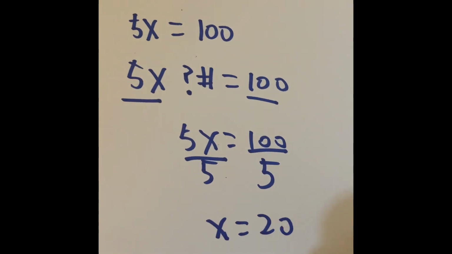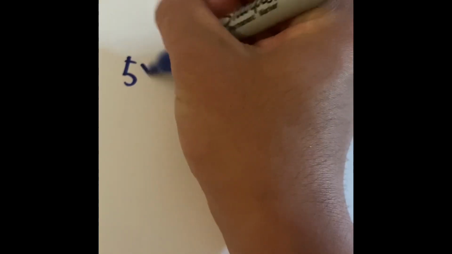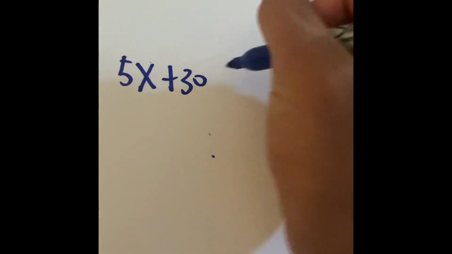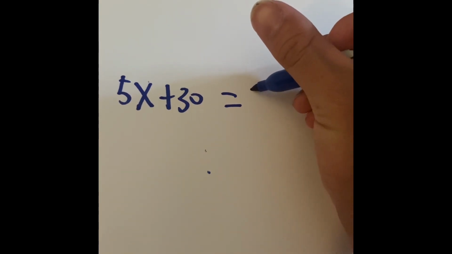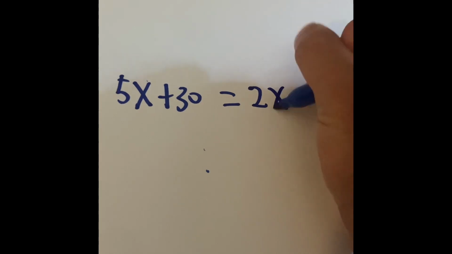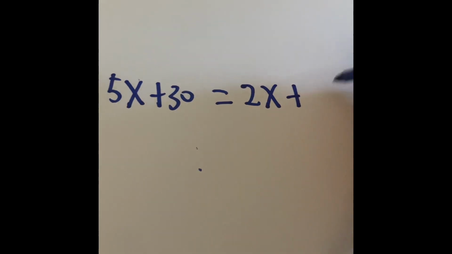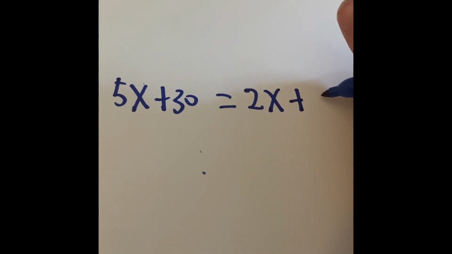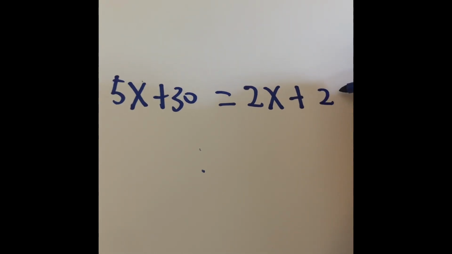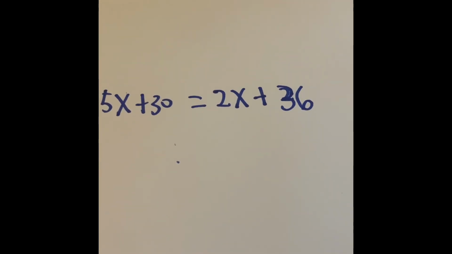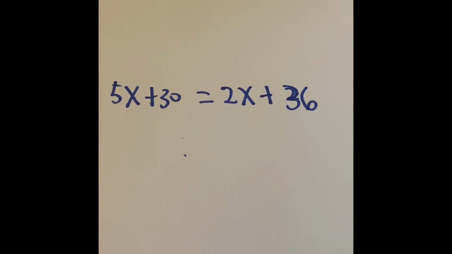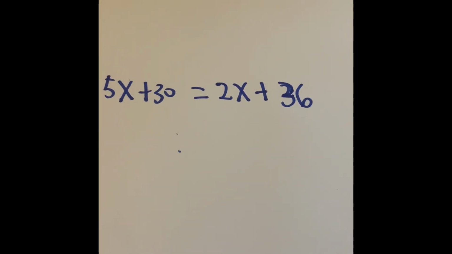Let's try one final problem and see what we can get to. Let's say we have 5x plus 30 is going to equal 2x plus, let's say, 36. And see what happens. Just like the last time, we have to work backwards to get x alone, to get to an unknown value.